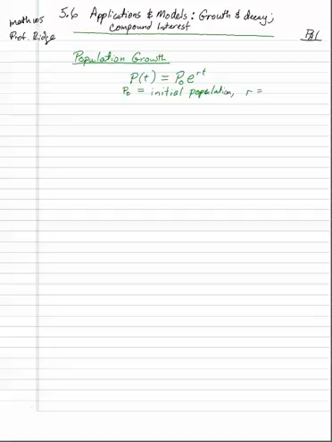R is your growth rate. And t is time. And just make note that r and t have to be in the same units. They have to match. So if r is 7% per week, t is the number of weeks. If it's 7% per day, t has to be the number of days. And just to recall, if r is greater than 0, that's growth.